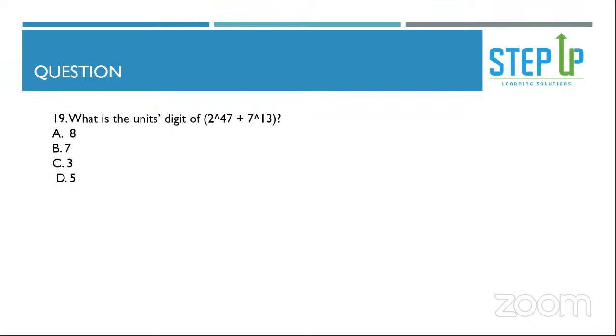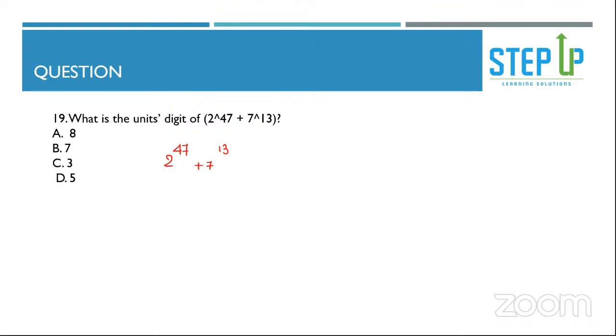All right, so this is a little extended version of the previous question. 2 to the power 47 plus 7 to the power 13. Fine. Take another 20 seconds. Try to finish it off. Okay, so I hope you would have got the answer.